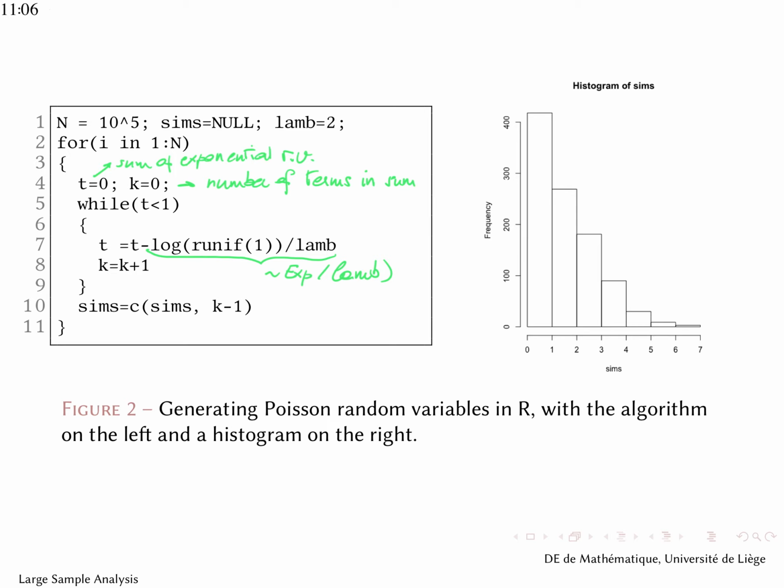Then, once we go out of this loop, so once we have a sum which is larger than 1, we add the value for our Poisson distribution, and this value will be k minus 1. K minus 1, why? Because our latest k is the one that got us out of the loop, so it's the k for which the sum was larger than 1. So we have to subtract 1 and use k minus 1 as the value for the Poisson distributed random variable. So this gives us a series of values, and on the right you see the histogram for the simulations, which looks indeed like a Poisson distribution with lambda equal to 2.